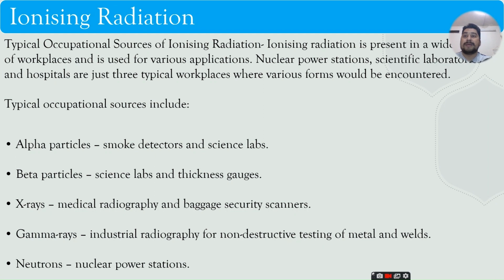Typical occupational sources include alpha particles in smoke detectors and science labs. If you have seen smoke detectors, alpha particles are used to detect the smoke. Then we have beta particles in science labs and thickness gauges. X-rays are used in medical radiography and baggage security scanners. And gamma rays are used in industrial radiography for non-destructive testing of metal and welds. We do industrial radiography for non-destructive testing, and we use gamma rays for that purpose. Neutrons are used in nuclear power stations. So these are the different occupations where we use these different ionizing radiations.